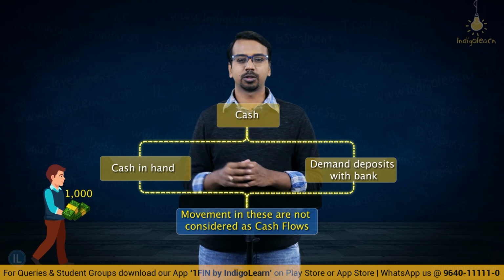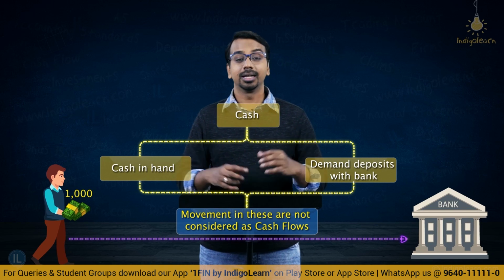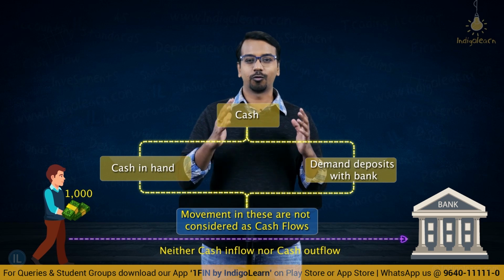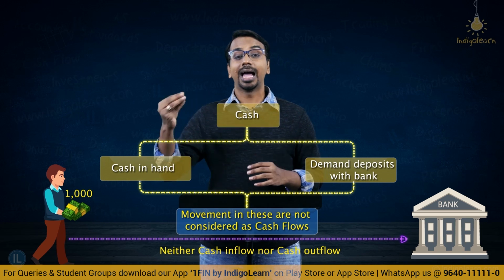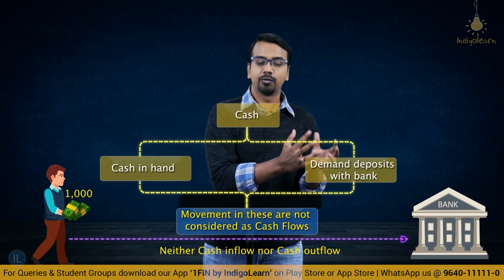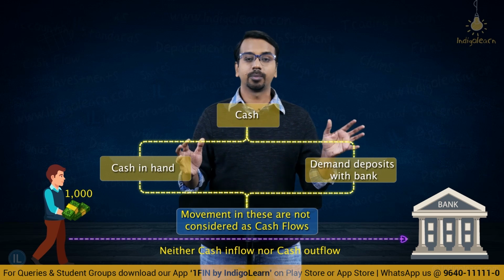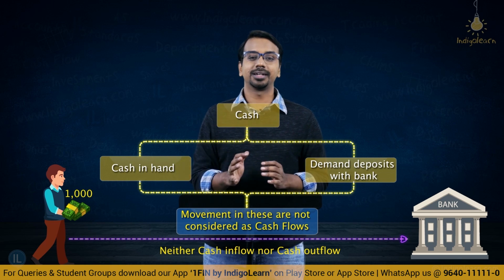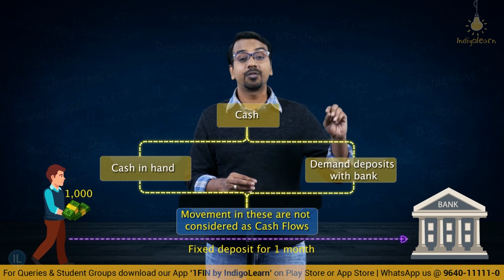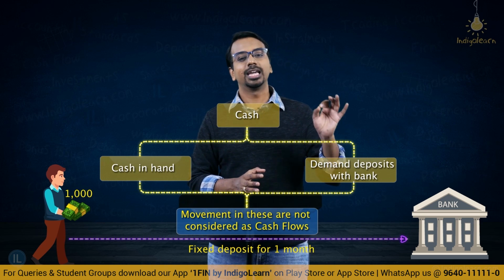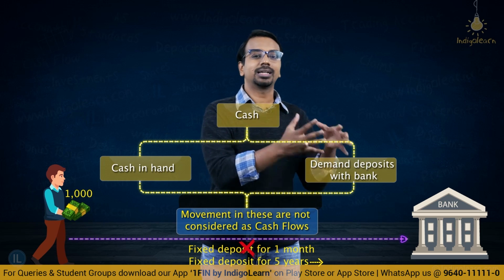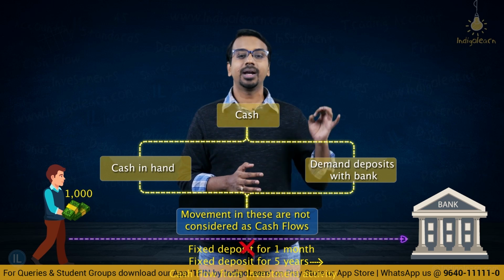Let's say I have 1000 rupees with me. I deposited 500 rupees in the bank. Is this a cash inflow or is this a cash outflow? This is neither a cash inflow nor a cash outflow, right? When we are preparing cash flow statements, amount moving from one part to another within the cash bucket or within the cash equivalent bucket or between cash and cash equivalent bucket, such items are not considered as cash flow. When you deposit money into a bank and you create a fixed deposit and that fixed deposit is only for 1 month, then it will not be considered as cash flow. But if the fixed deposit is for 5 years, then you may classify it as cash flow from investment activity.